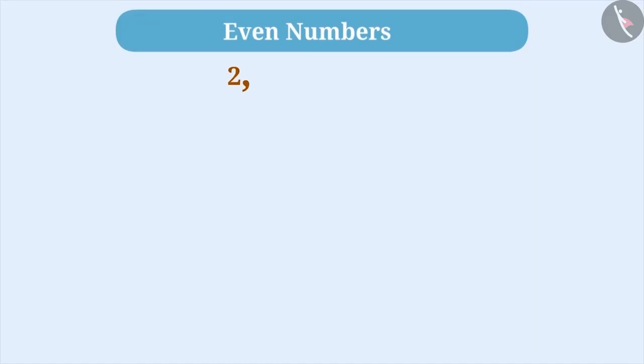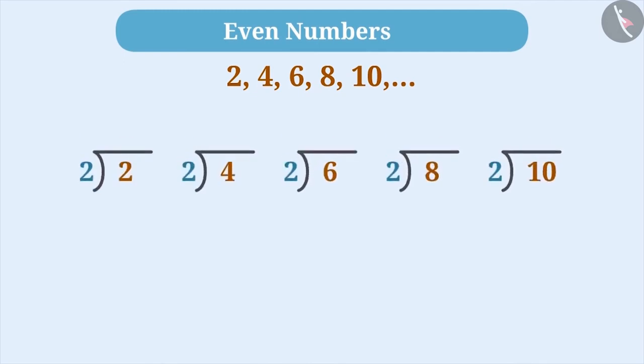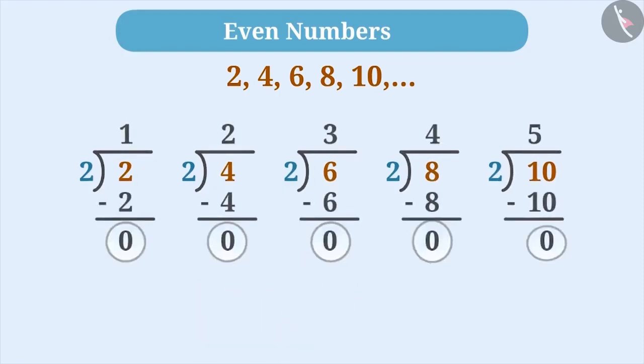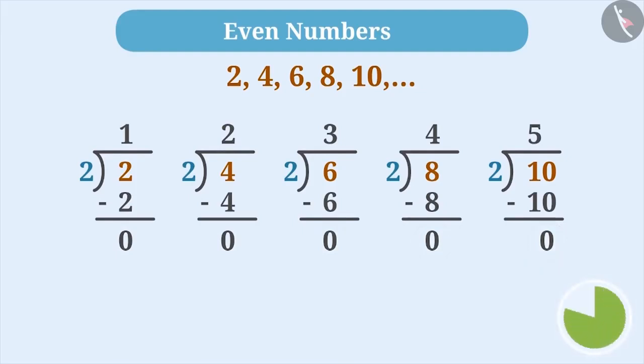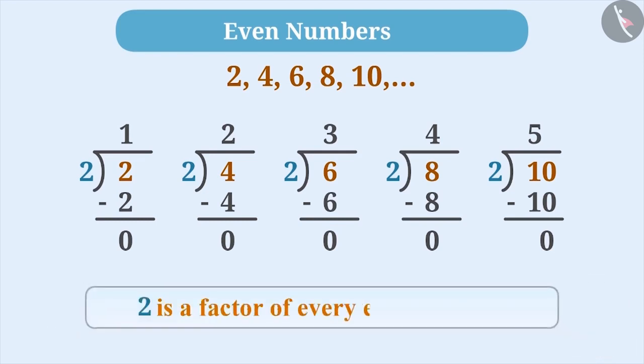Now let's divide even numbers such as 2, 4, 6, 8, 10, etc. by 2. Do you always get 0 as remainder? Yes, you always get 0 as remainder. What do you understand by this? Think about it. You got it right. 2 is a factor of every even number.